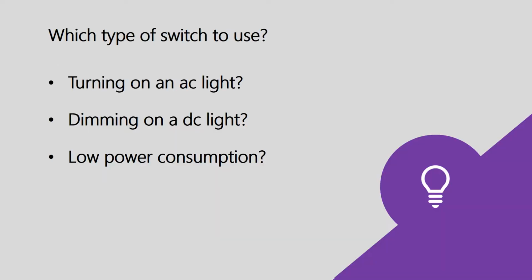Dimming on a DC light. When it comes to dimming a light, this is now a complicated task because there are issues with controlling the levels of voltages or even controlling the current. So using mechanical switches is not possible with this application. So in this application, you may actually want to use a MOSFET, given the features which we have talked about earlier.